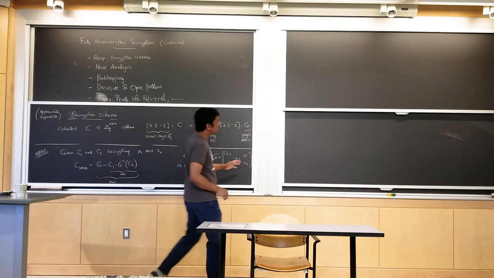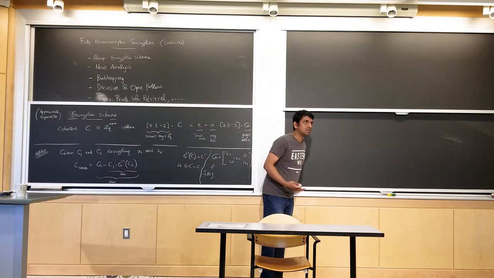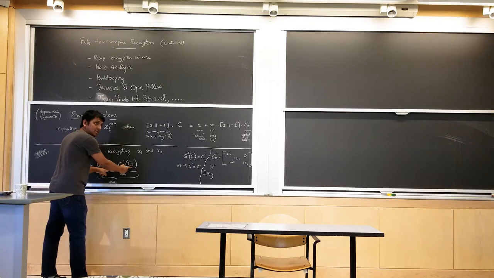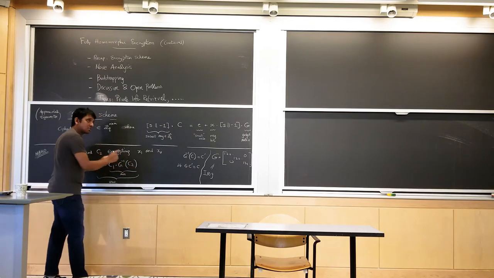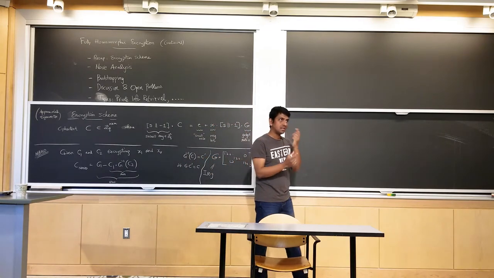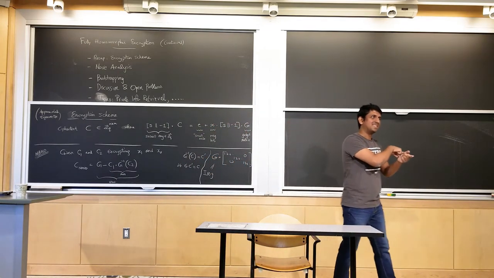Good, so how do we do that? Let's again recap how this works. I'm going to do two things. One, I'm going to take the two ciphertexts C1 and C2 and create another ciphertext which encrypts the AND of the two bits. And then I'm going to NOT.